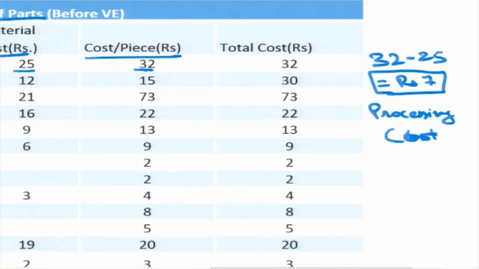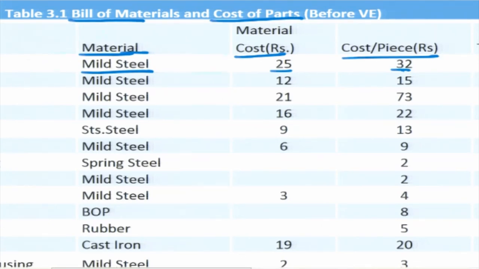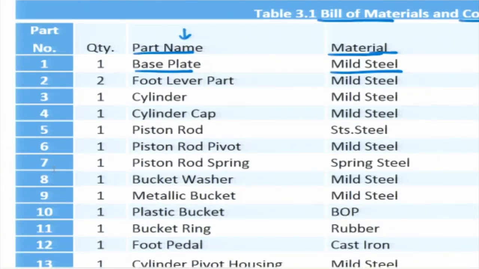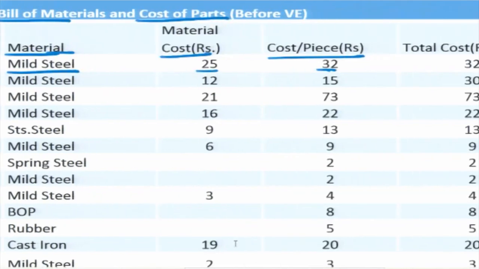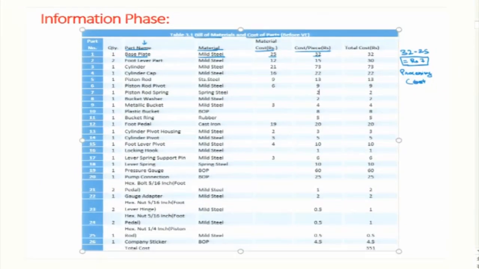Similarly, the cost of different components, for instance this piston rod spring, component number 7, is made up of spring steel. For this piston rod spring we didn't find the cost of the material, only the cost, because this was something bought from the market, that wasn't manufactured in the company. So, make and buy decisions are also part of material management or purchase management. So, this was bought, not made, so just the cost is there. Similarly, we have the cost of all the materials.